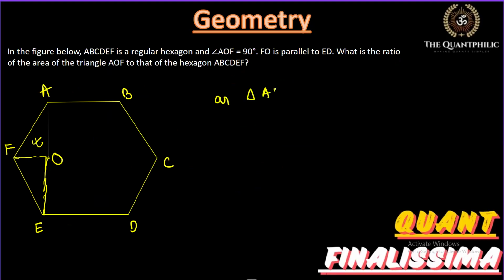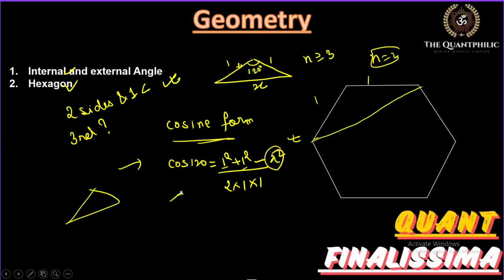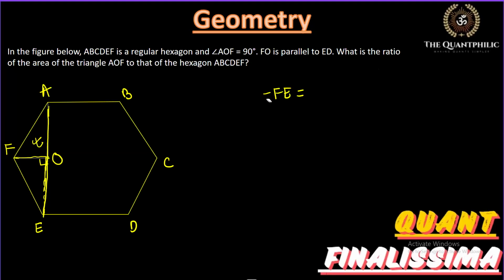So the area of triangle AFE is how much? Although you can do one thing there, it is given and this is 90 degrees. So we can find out the value of this AE using the formula stated over here. Okay, let us find out. We have to use the cosine formula. We know this angle is 120 degrees, and suppose these sides are 1, because it is given that it is a regular hexagon, so we can suppose the value. Suppose these are 1, so this is x.